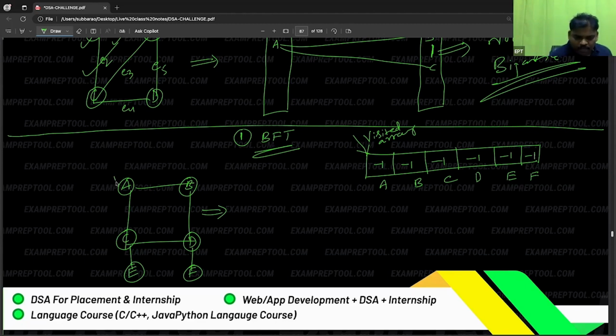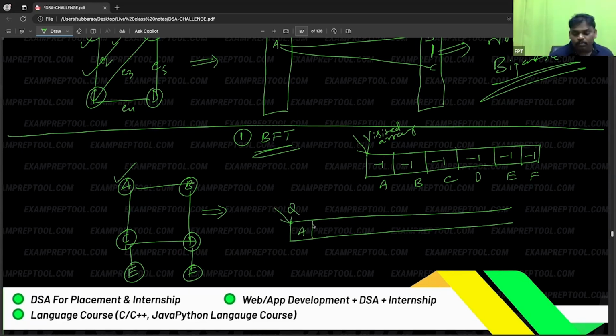I'm starting with A. According to the BFT algorithm, if you start with any vertex, keep that person inside the queue. BFT uses the queue data structure. So I kept A inside the queue. But remember, before keeping A, ask what is the color of A.